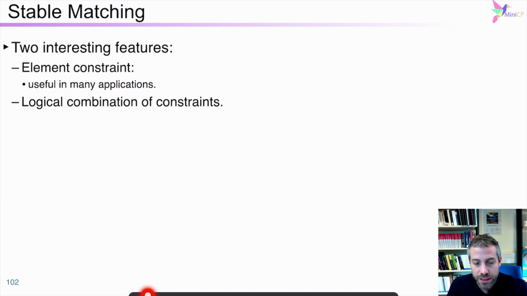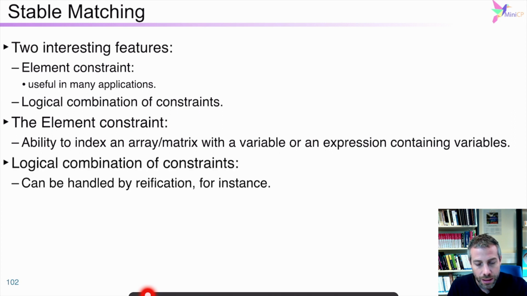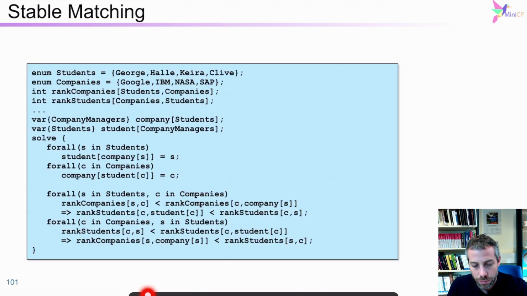So we have seen very interesting features in this model of the stable matching problem. We have seen a lot of use of element constraints. We have seen logical combination of constraints. We have seen the ability to index an array of variables with a variable, or an expression containing variables as well. So that's new, and we need to introduce something new in the next video again. And we have seen logical combination of constraints that were handled with reification, because for this logical constraint, you see that we have a Boolean expression there. We need to test if this is the case, that this is less than this part there.